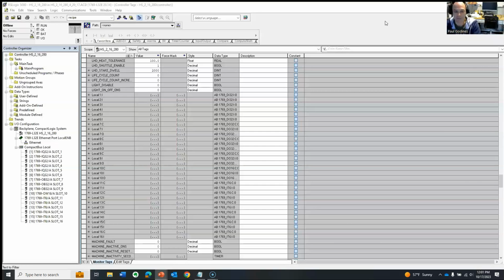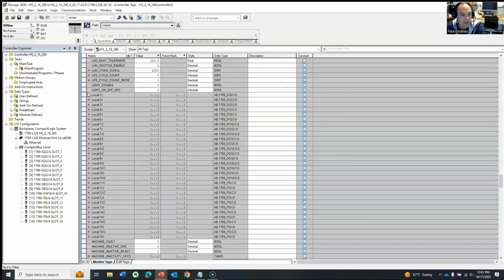Okay, I wanted to take a few minutes and share some advanced tag structure information with you. So what we have here is one of our programs, a project I did some time ago. In our bus here, we have a compact bus local of all of our slots, right? And in this project we're using a 1769 L32E.